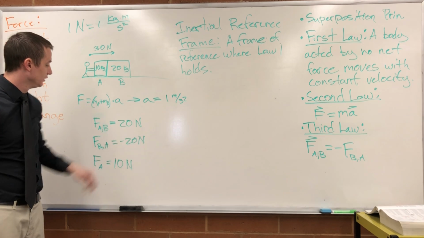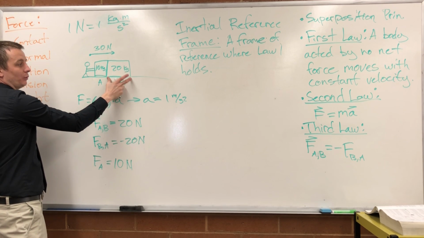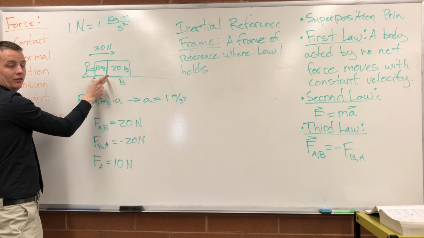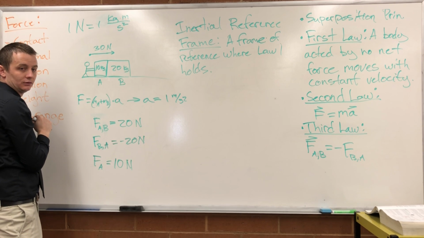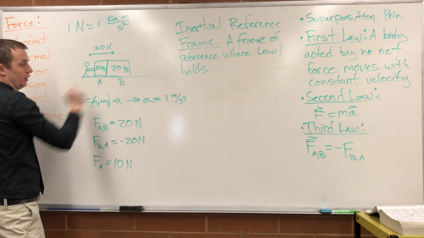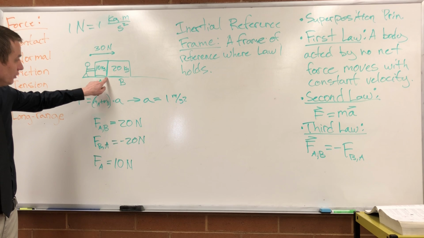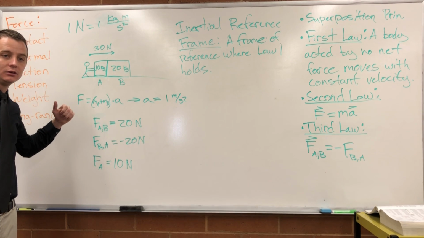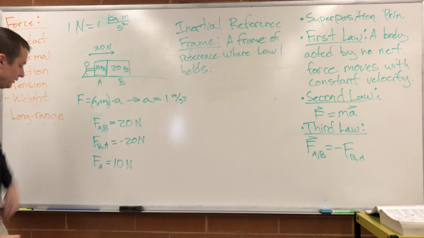Right? So this one box only has 20 newtons pushing on it from that box there. This box has 30 pushing on it this way and 20 pushing on it that way. And so the whole system moves, even though at the contact of these two boxes, there's 20 this way and 20 that way. Make sense?